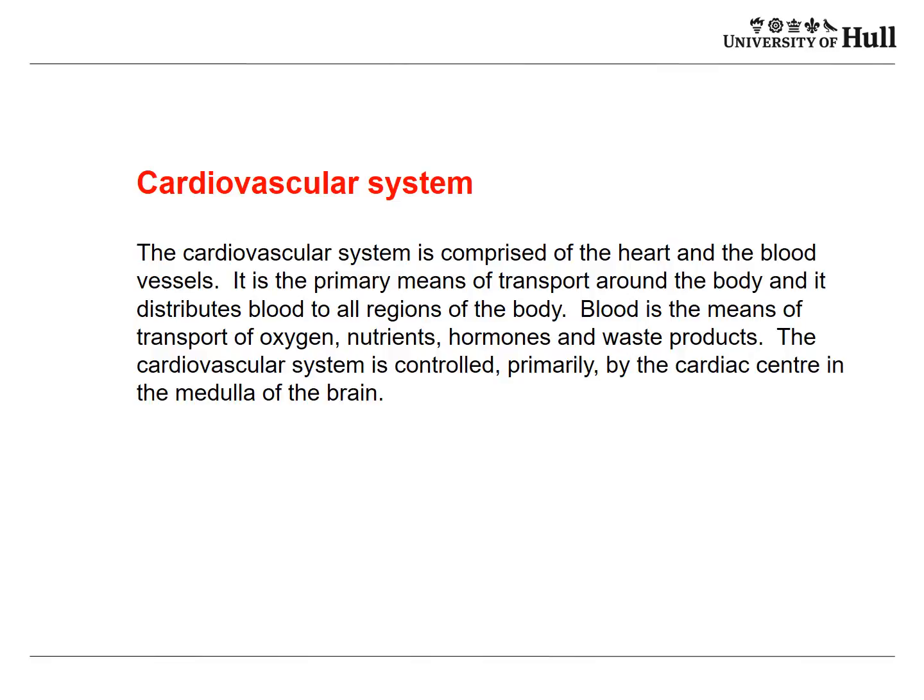The cardiovascular system is comprised of the heart and the blood vessels. It is the primary means of transport around the body and it distributes blood to all regions of the body. Blood is the means of transport of oxygen, nutrients, hormones and waste products. The cardiovascular system is controlled primarily by the cardiac centre in the medulla of the brain.